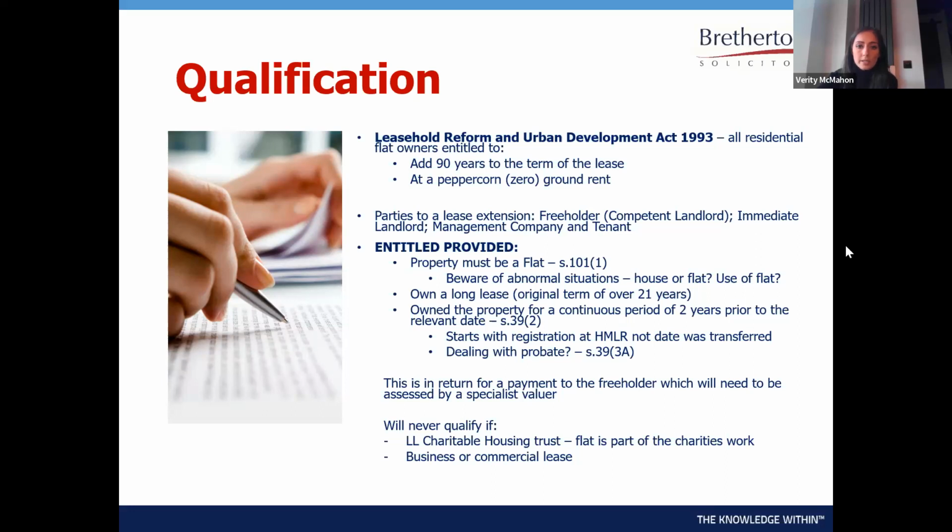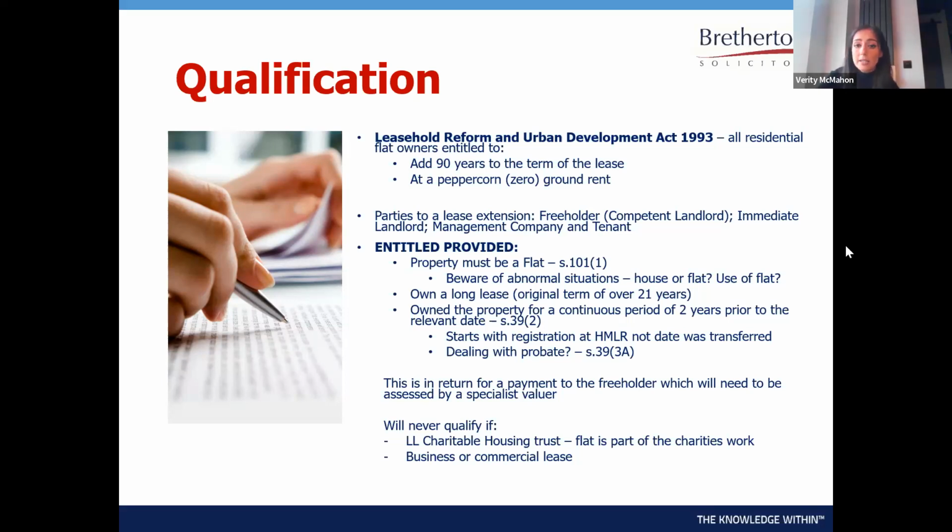So the leaseholder is entitled, provided the property is a flat, which I know sounds a little bit obvious, but do beware of abnormal situations. Through working in the leasehold sector, there can be flats that look like flats that are defined as coach houses. You know, they could be the use of a flat, but it actually looks like a house. There's all sorts of things. I've had a case not long ago where there were some moorings down in Norfolk where they were defined as flats, but they actually look like little cottages. So just beware, always refer back to the lease.